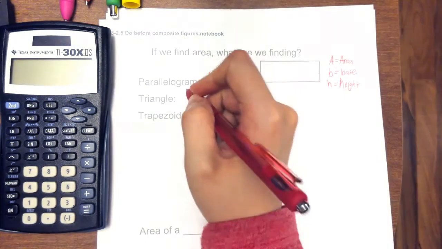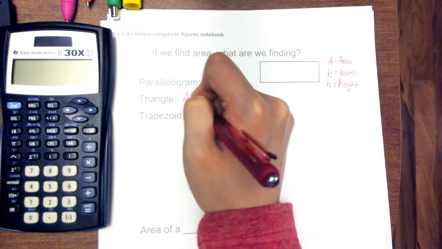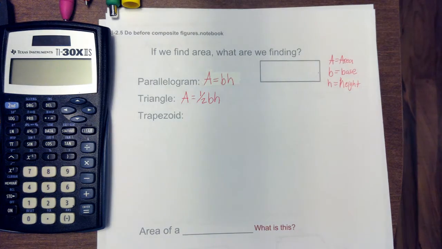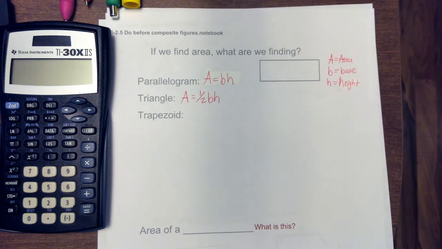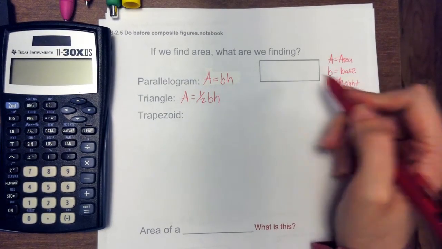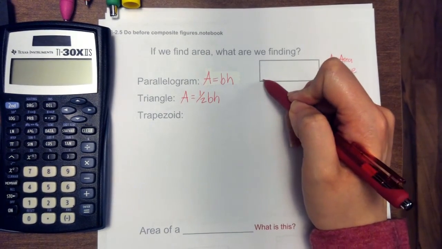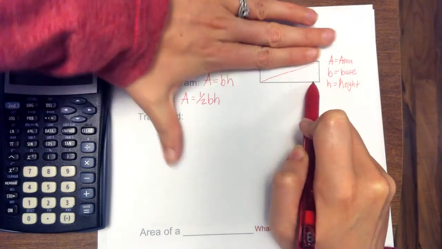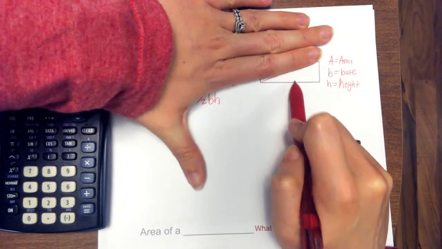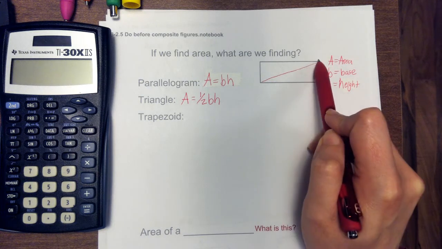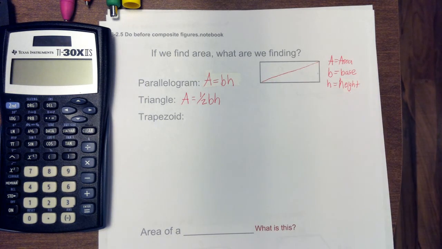The second one, triangle, A equals 1/2 base times height. So it's very similar. The reason why it has the 1/2 in there is if you look at this rectangle or this parallelogram, if you cut it in half, notice you get a triangle there. So a triangle is half of a parallelogram. You take the base times the height and you cut it in half for that triangle.